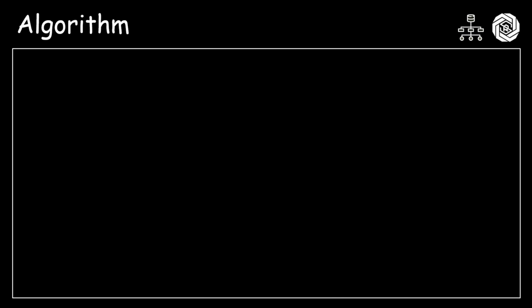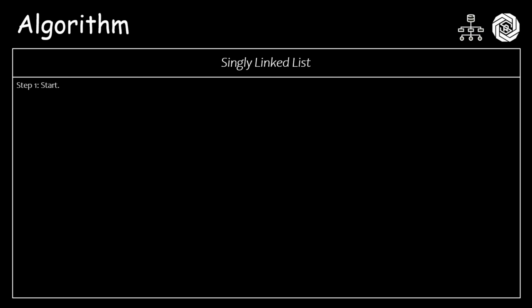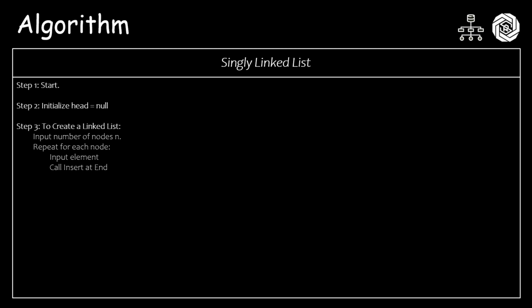Now let's understand the algorithm step by step. Singly linked list. Step 1. Start. Step 2. Initialize the list by setting the head pointer to null. Step 3. To create a linked list. Input the number of nodes n, and for each element, input the element and call the insert at end operation to build the list sequentially.